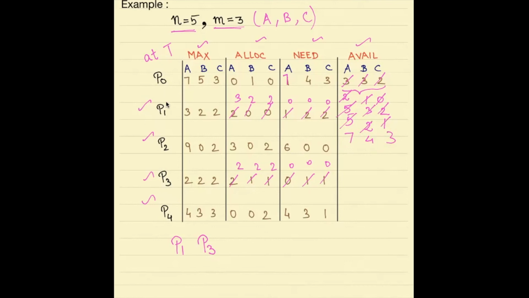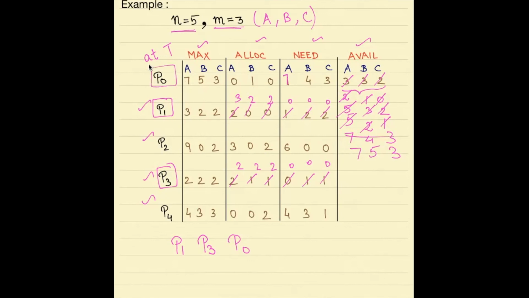Now P1 is completed, P3 is completed. My new availability is 7, 4, 3. Now P0 can complete, right? Since 7, 4, 3 is my availability and my need is also 7, 4, 3. Yes. So P0 can complete and will release all the resources allocated to it, right? So at the end, it will become 7, 5, 3 from 7, 4, 3.